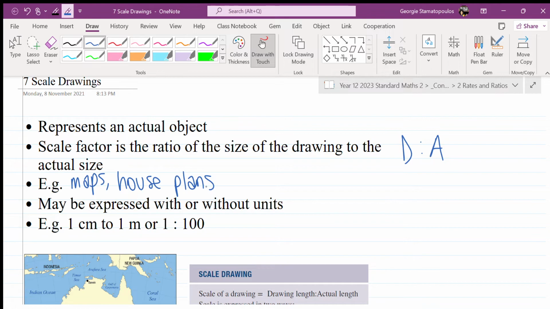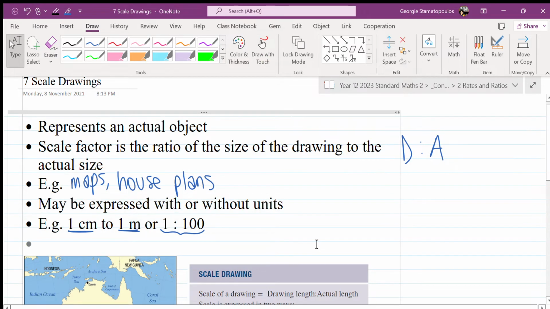It can be expressed with or without units. A couple of you had an issue with this in your assignment, so I'll just go over it. You can have 1 centimetre to 1 metre. Another way of writing this, 1 to 100, is exactly the same because 100 centimetres is 1 metre. If they are in the same units, we obviously don't have to write the units. So that's why this one has the units, whereas the other one doesn't.